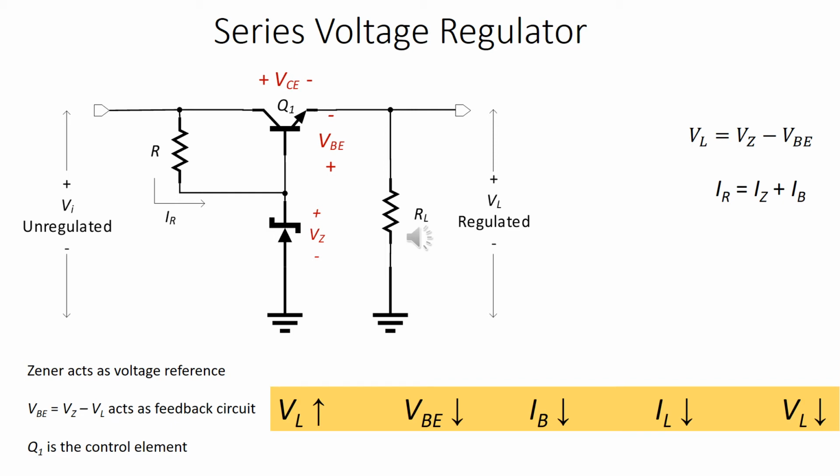Now let's try to understand the current relationship. How do you find the load current? The load current is VL divided by RL. And in this case, our load current is the same as the emitter current of the BJT. We can find the base current of the BJT, which is the emitter current divided by beta plus 1.